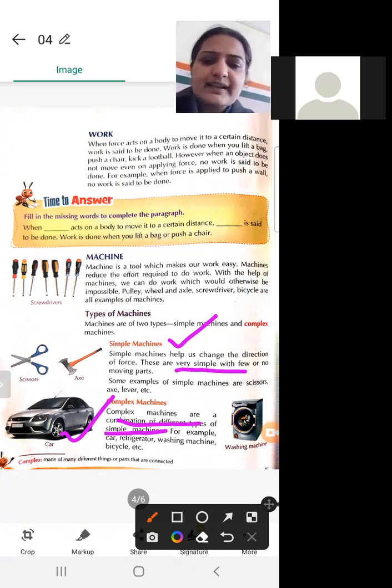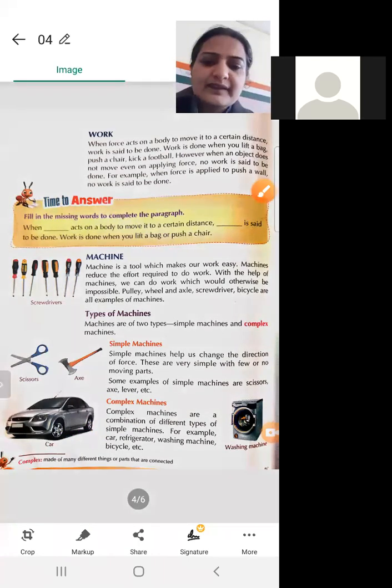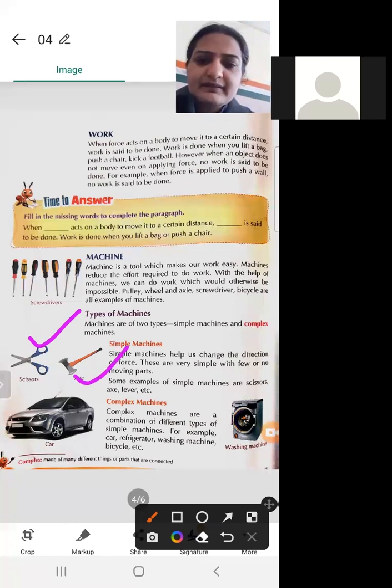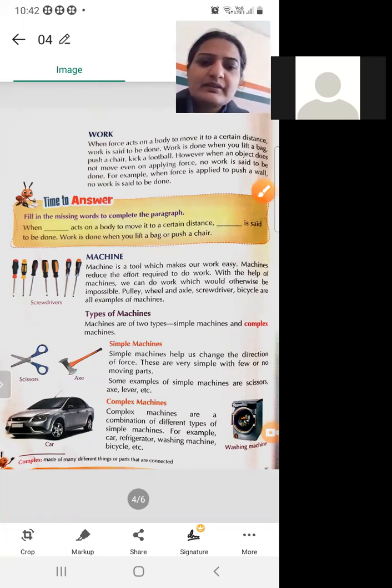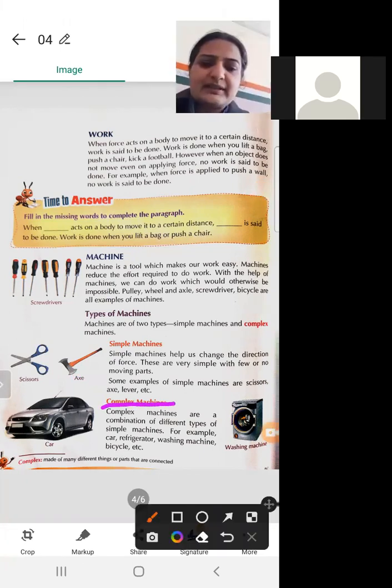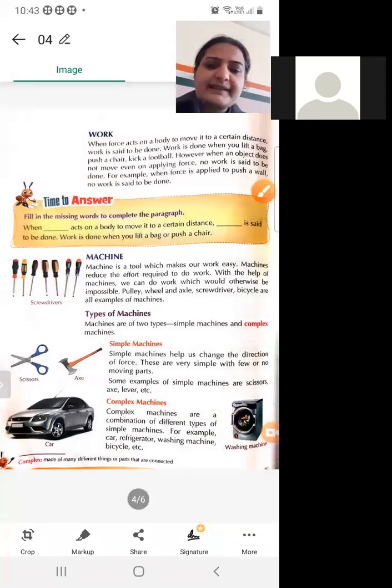And what are the examples of simple machine? Scissor, axe, lever. Lever is also a simple machine. Pulley is also a simple machine. Wheel and axle is also a simple machine. Next is complex machine. It is a combination of many simple machines. And what are the examples of complex machine? Car, refrigerator, washing machine, and bicycle.